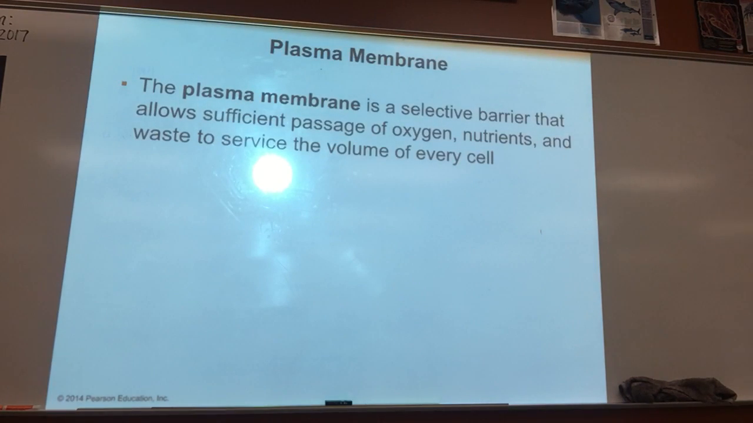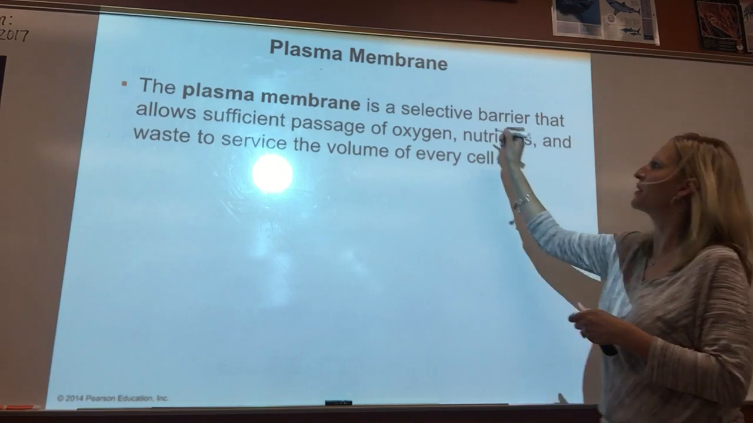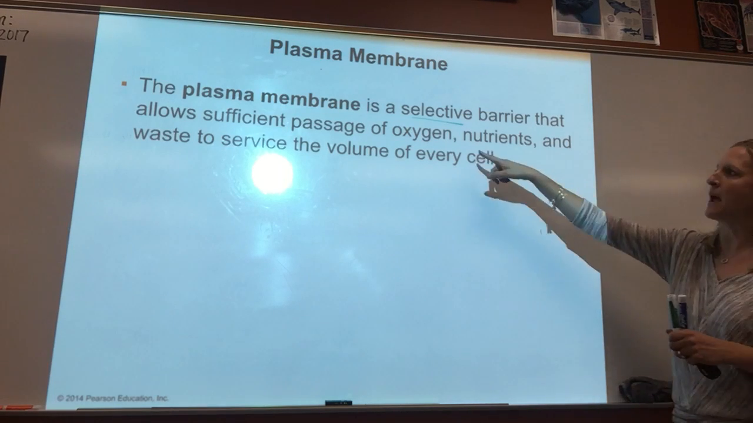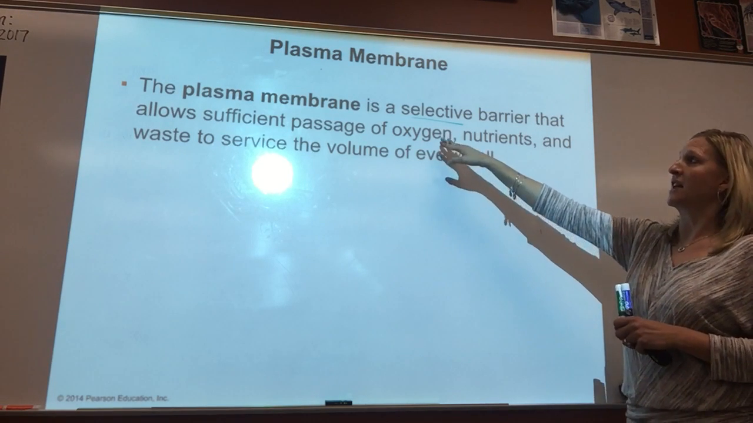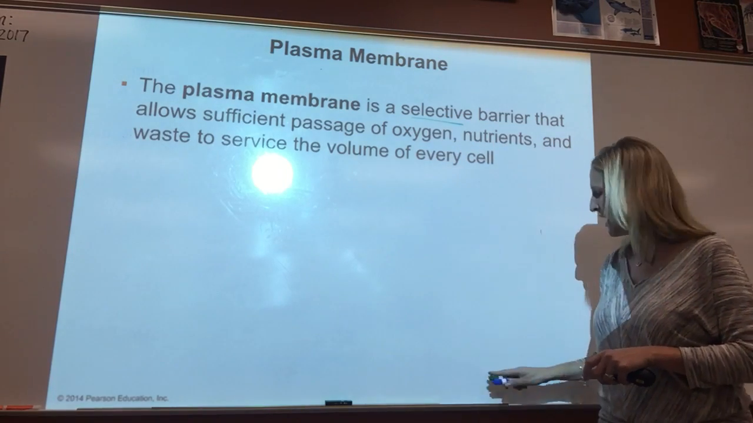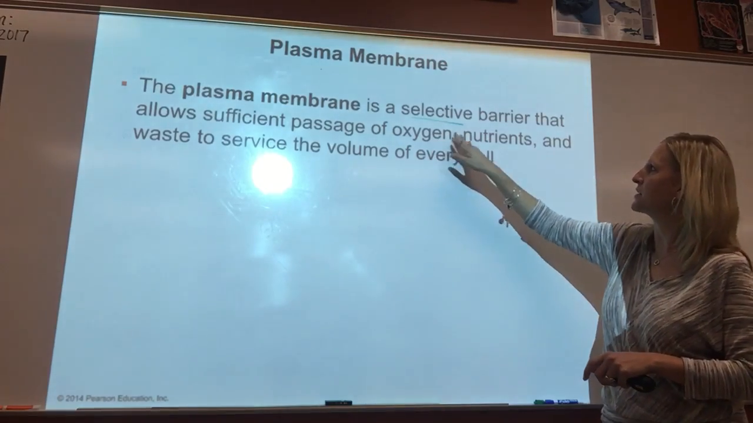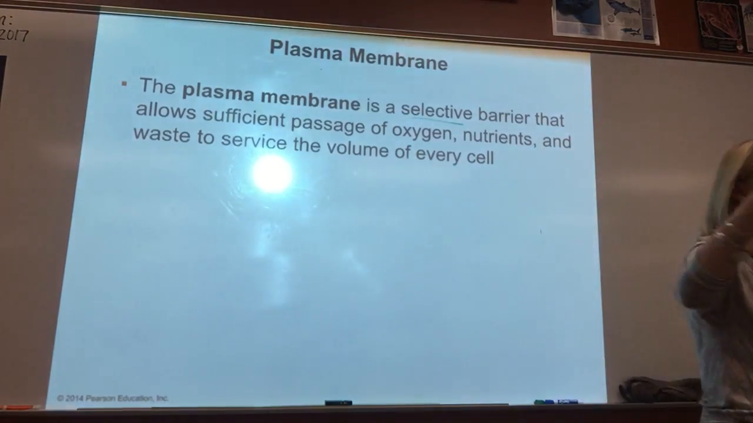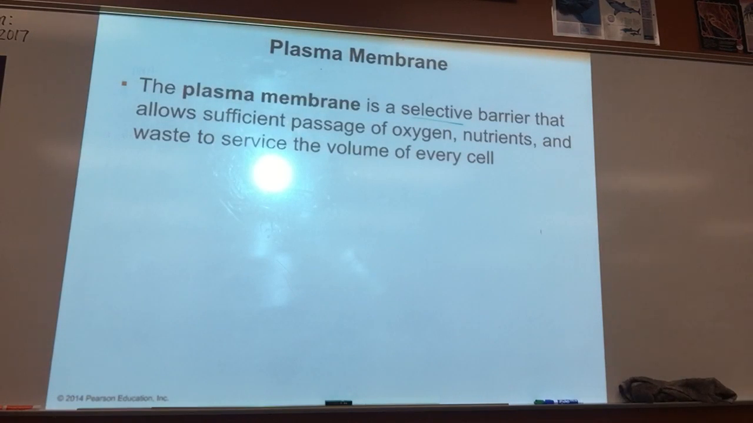All right, so let's start to look at the parts of the cell. So the plasma membrane is a selective barrier, meaning it only allows certain things through it and other things not. It allows sufficient passage of oxygen, nutrients, and waste to service the volume of every cell. So these are good, oxygen and nutrients like glucose and things like that. The waste is getting things out, so that we do produce waste, and so they move out.